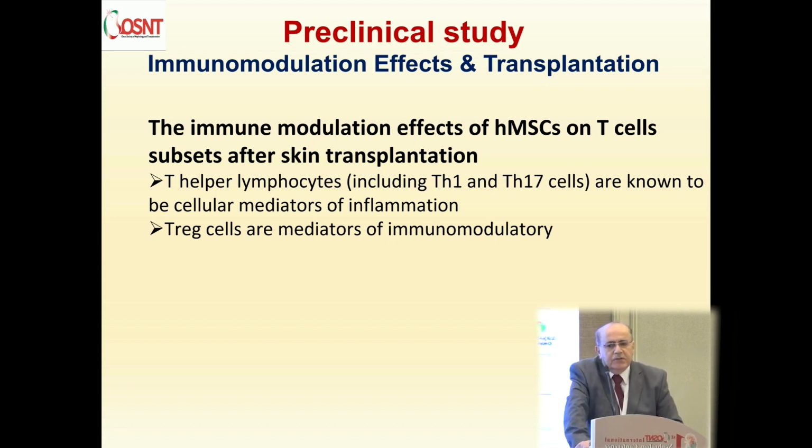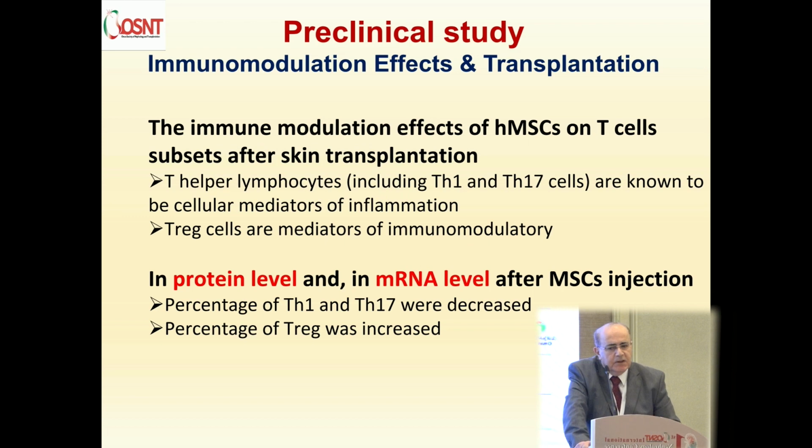On the other side, Treg cells are a mediator of immune modulation. So we need these cells. So the first type, T helper, we need them to sleep, and we need to activate Treg. So after the injection of a human mesenchymal stem cell, after skin transplantation, we did the study to look at these two kinds of T cells by protein level and mRNA level. These are two ways of studying this point.